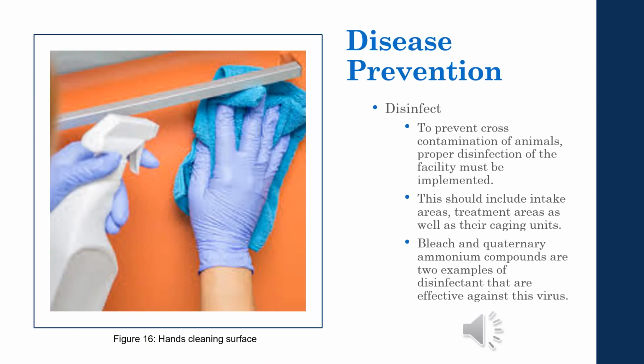Another way to prevent this disease from spreading is by proper disinfection. All areas that the affected cats have touched should be thoroughly disinfected in order to prevent cross-contamination. This should include all intake areas, treatment areas, as well as their caging units. Two examples of commonly used disinfectants effective against this virus are bleach and also quaternary ammonium compounds, which often have a much more pleasant smell than bleach.